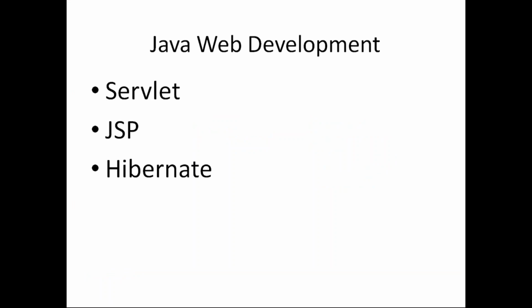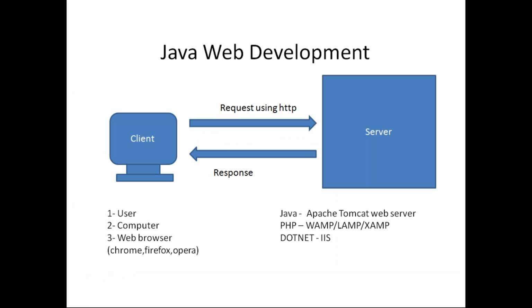Now, in web development, there are two types of systems. First one is a client, second one is a server. So which one is a client? Either user, computer, or web browser. Remember, the user is not the client and the computer is not the client. Your web browser is. When we type the URL www.google.com, our web browser sends the request from the client side to the server side. So the client is the web browser: Chrome, Firefox, Opera. And on the other hand, server.